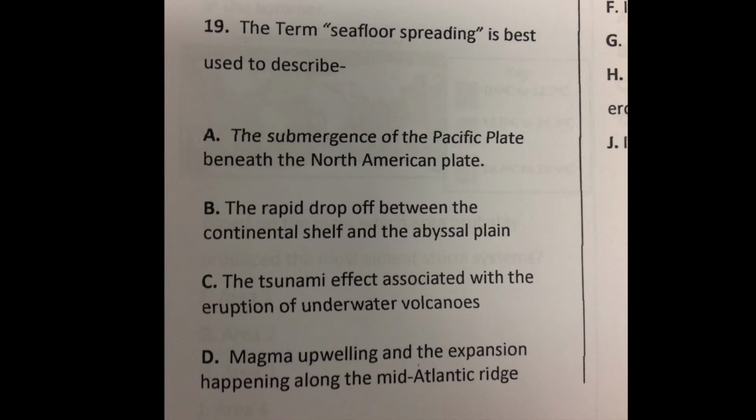Number 19. The term seafloor spreading is best used to describe A. The submergence of the Pacific Plate beneath the North American Plate. B. The rapid drop-off between the continental shelf and the abyssal plain. C. The tsunami effect associated with the eruption of underwater volcanoes. Or D. Magma upwelling and the expansion happening along the mid-Atlantic ridge.